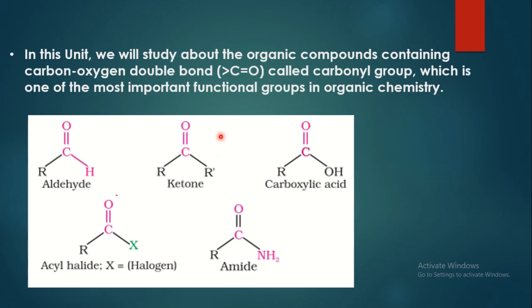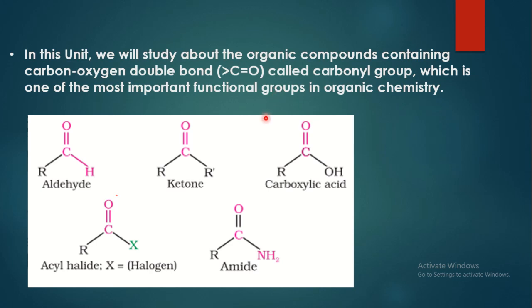So in this unit we will first study the organic compounds containing carbon and oxygen, which is called the carbonyl group. This carbonyl group looks like C double bond O. Clear? It is one of the most important functional groups in organic chemistry. जब भी हमारे पास C डबल बॉन्ड O आएगा तो हमें बहुत ध्यान रखना होगा कि वो एल्डिहाइड है या फिर कीटोन है या फिर कार्बोक्सिलिक एसिड है.